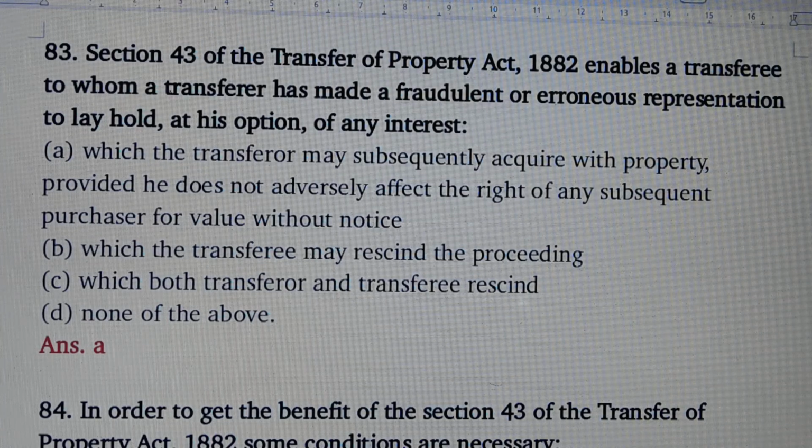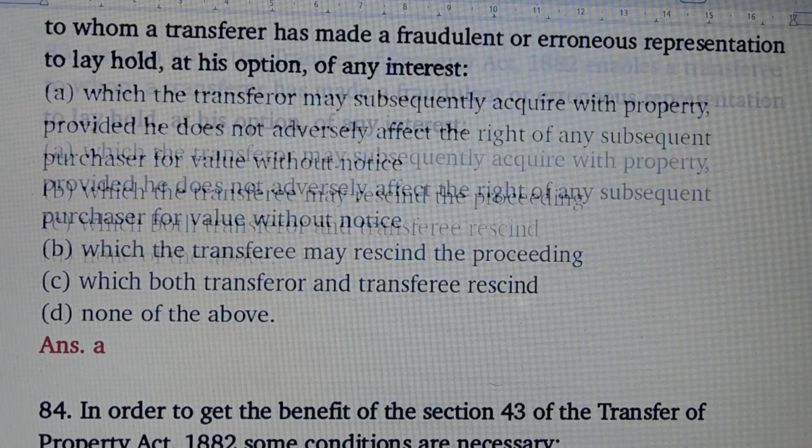Answer is option number A, which the transferor may subsequently acquire with property, provided he does not adversely affect the right of any subsequent purchaser for value without notice.